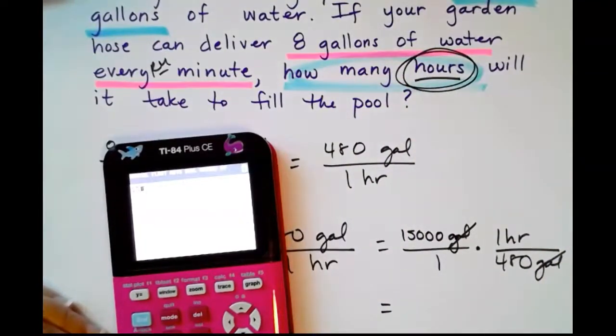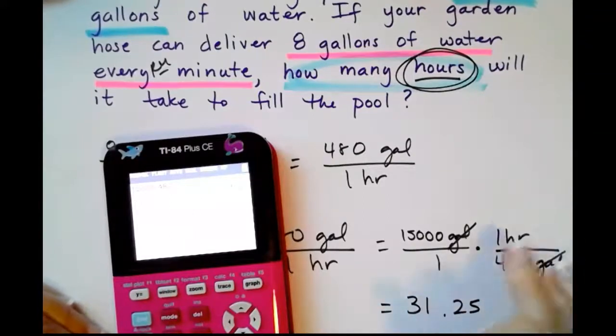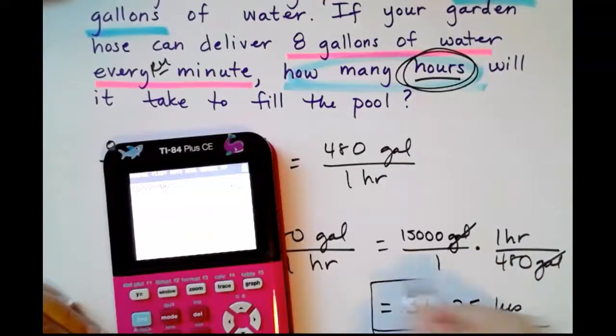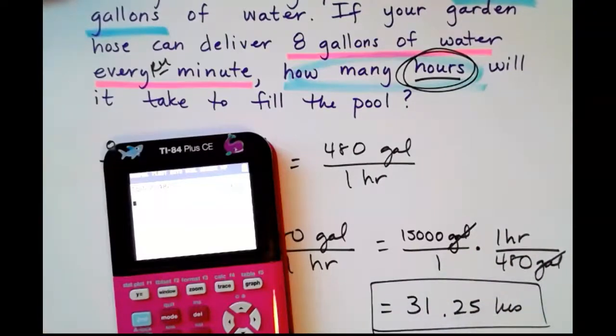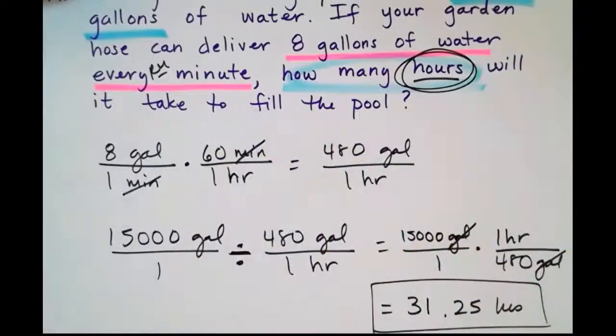So 15,000 divided by 480, 31.25, and once again, the only unit that's left is hours. So if we have a standard 15,000 gallon swimming pool and a hose that delivers 8 gallons per minute, it's going to take 31.25 hours to fill it. That's more than a day. So that is diving deeper into dimensional analysis.